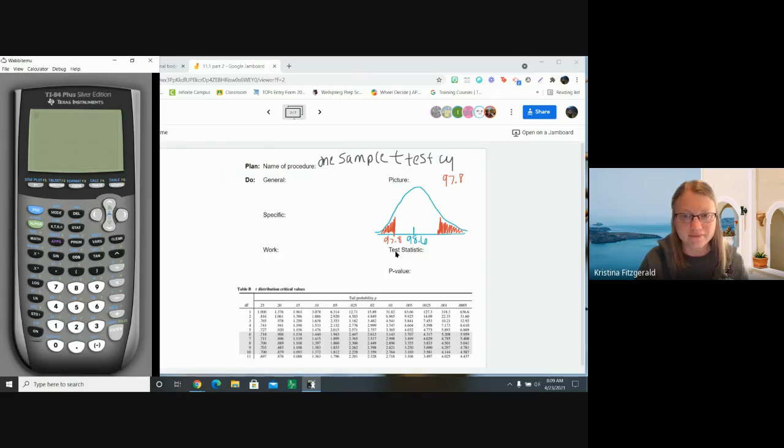We want to look at how far apart our value was from where we think the middle should be. So I'm going to plug it into the calculator.